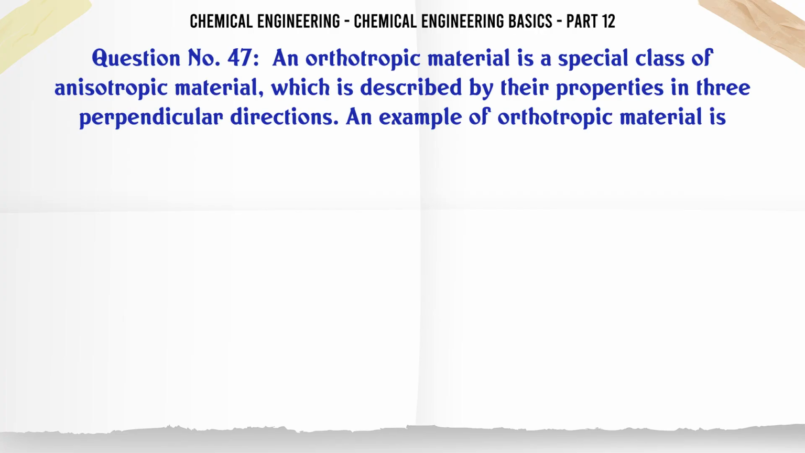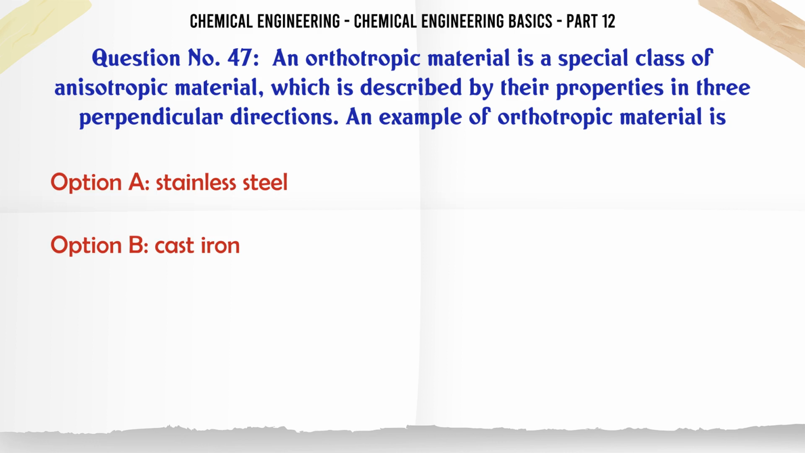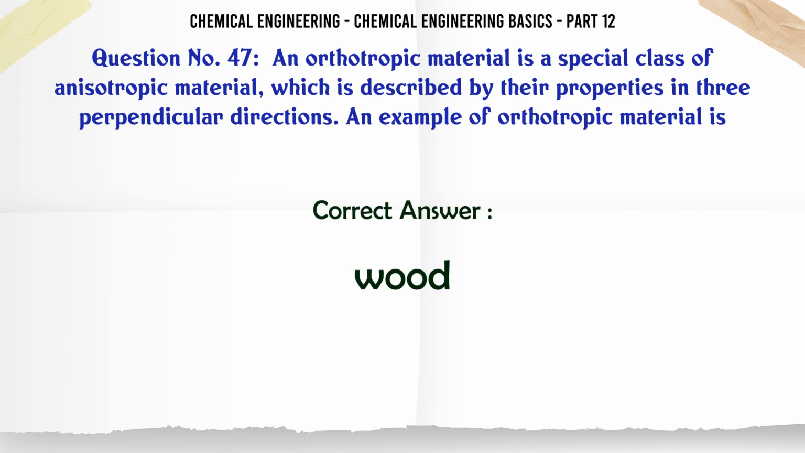An orthotropic material is a special class of anisotropic material which is described by its properties in three perpendicular directions. An example of orthotropic material is A. stainless steel, B. cast iron, C. wood, D. Teflon. The correct answer is wood.